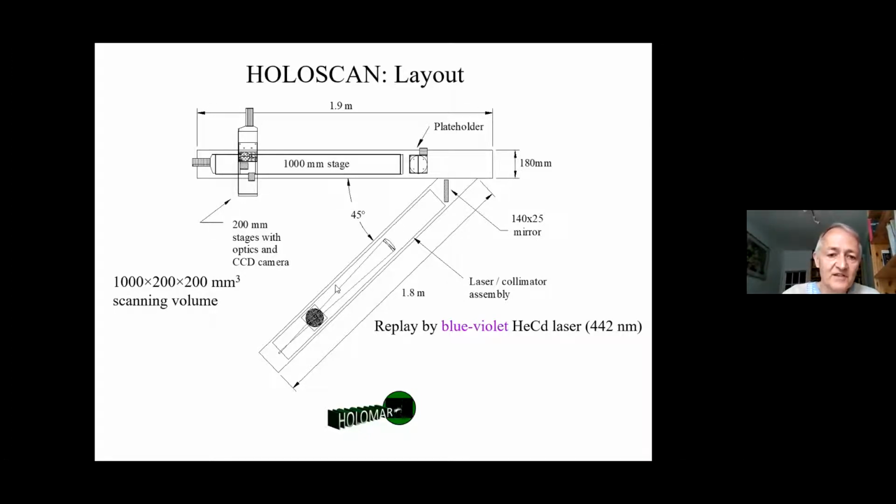So I've got a laser, a beam expander, and a mirror that in this case would send the light through an off-axis hologram, and once again I've got a computer-controlled microscope, allowing us, this time with a CCD camera, technology's moved on in these 15 years, to interrogate this volume here. If it's an inline hologram, we move this mirror down here and we replay this way.